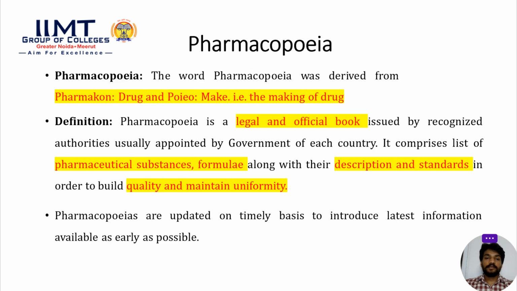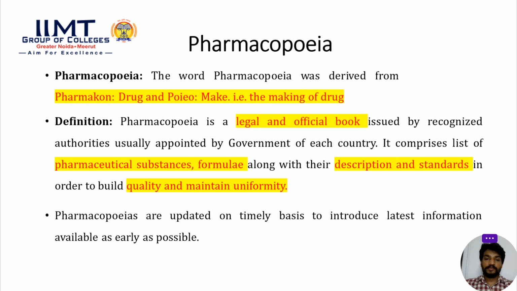The first word in pharmacy is pharmacopoeia. The word pharmacopoeia was derived from pharmacon, meaning drug, and poio, meaning making of the drug. Pharmacopoeia is a legal and official book. It is issued by recognized authorities, usually appointed by the government of each country.